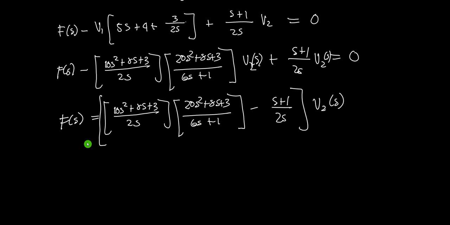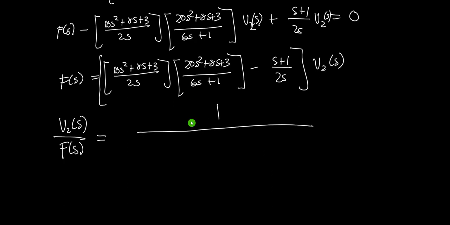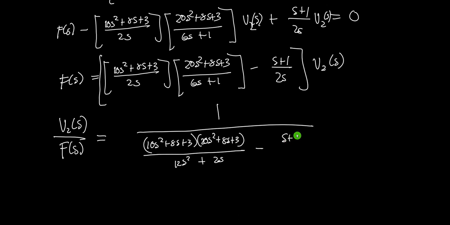But our output is V sub 2, our input is F(s), so V sub 2 all over F(s) now will be equal to 1 over this whole thing. 1 all over this one. So I can just write it as 10s squared plus 8s plus 3. Then you multiply this with 20s squared plus 8s plus 3 all over 2s times 6s. So that will be 2 times 6 is 12s squared. Then 2s plus 1 times 1 plus 2s. Then minus s plus 1 all over 2s. This is now the transfer function of that system.